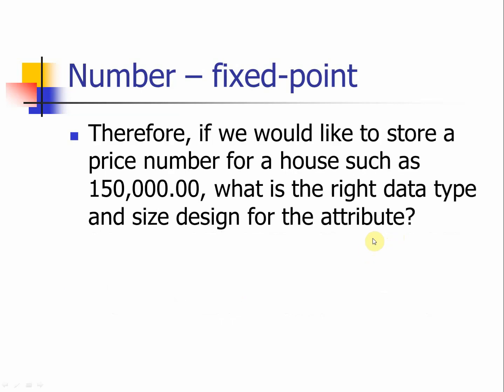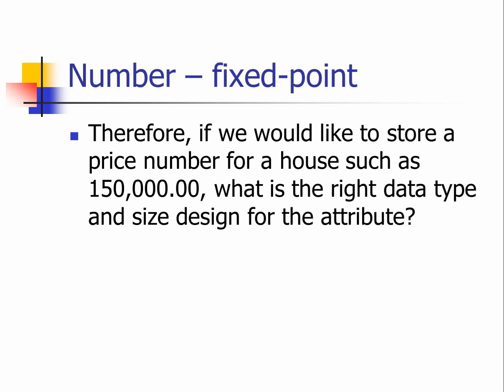So let's have a very quick practice. Bring out your pen and paper. You don't need to submit this one. This is something very simple, but I want to make sure you understand it. Say we want to purchase a house, and the house is going to cost $150,000.00. If we want to hold this type of value, what is the right data type and size to design for this attribute? Please write down whatever you think it is. What is the right number design?